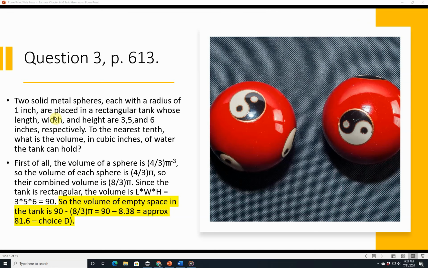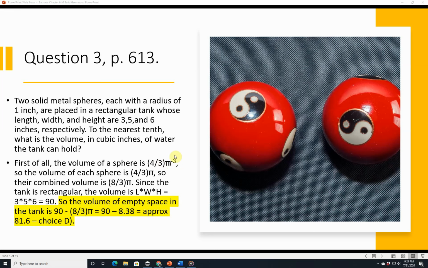Question 3, page 613. 2 solid metal spheres, so they might be like these Benoit balls here, each with a radius of 1 inch, are placed in a rectangular tank whose length, width, and height are 3, 5, and 6 inches respectively. To the nearest tenth, what is the volume in cubic inches of water the tank can hold? Well, first of all, the volume of a sphere is 4/3 pi r cubed. So the radius, of course, would be from the center of this Benoit ball to the edge.